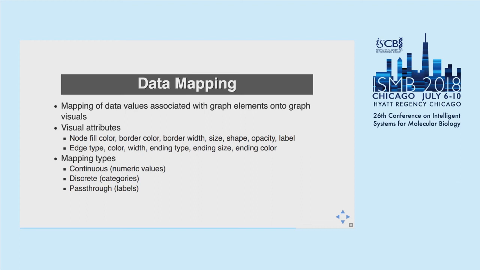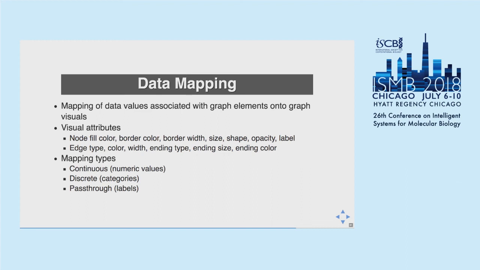And then passthrough, which is typically labels, and you saw me do that, where I just said, I want this column to pass through and be the label. So for example, I can use a passthrough for size. If I have the size of a node in a column, or something that I want to use as the size of a node in a column, I can use a passthrough and just say, fine, use that.